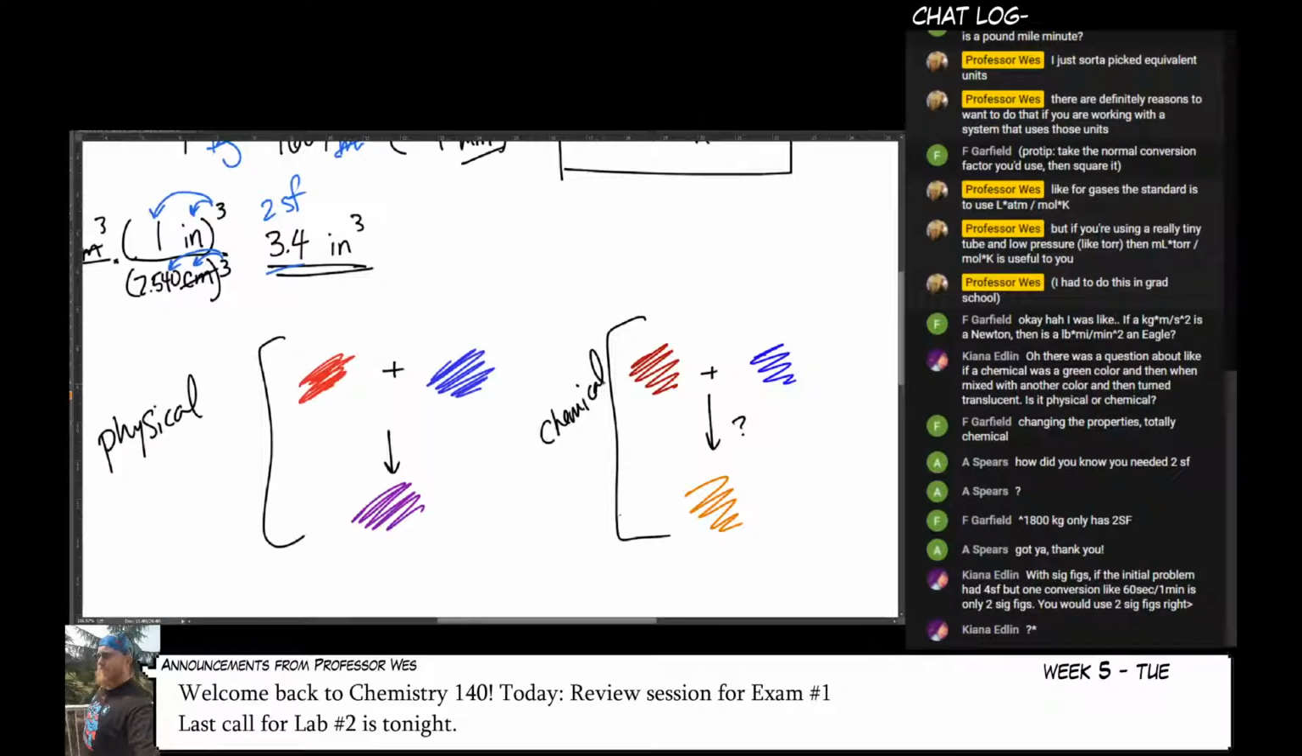For that question that you just asked there, 60 seconds equals 1 minute is an exact number because we've defined it. There's exactly 60 seconds per minute, so that's infinite. So that conversion would not affect your sig figs. Remember that definitions don't affect sig figs because they have infinite sig figs.